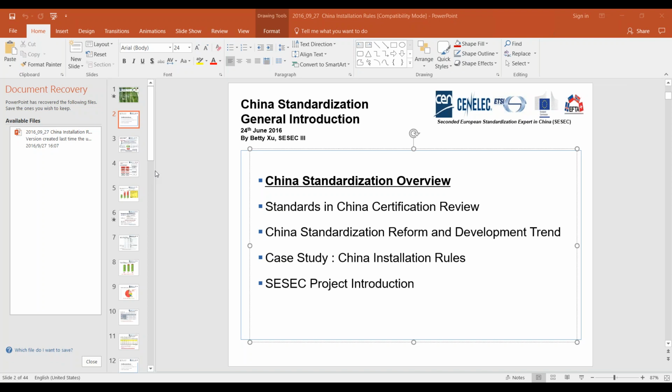I also saw some similar questions here. Here's another question: where to find the national compulsory standards? I think there is a website. I will show you later. There is a website that shows all the compulsory standards. I will distribute that with my presentation as well.